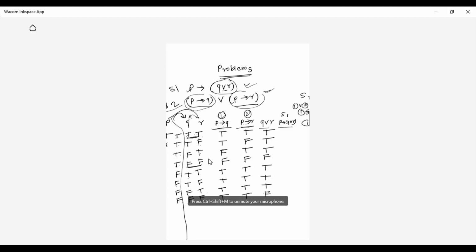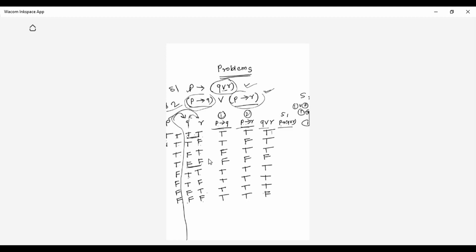Okay. Now what do we have to do? We have to go for the first statement, that is P to the Q or R. So this P, right, this first column, and then to the Q or R, so this column. So the first column and the last column we have to check. And which operation we have to perform? Conditional operator, right? We have to perform.